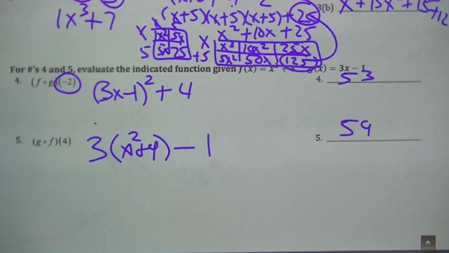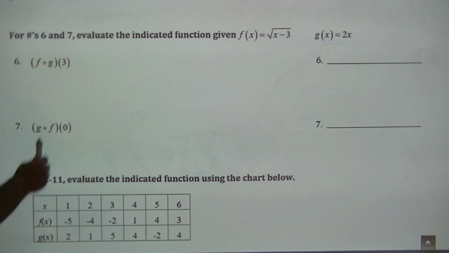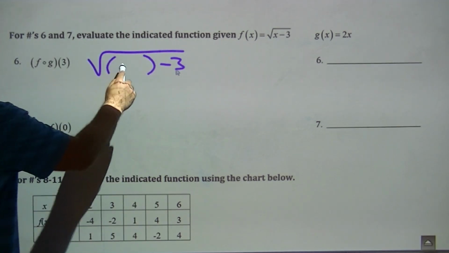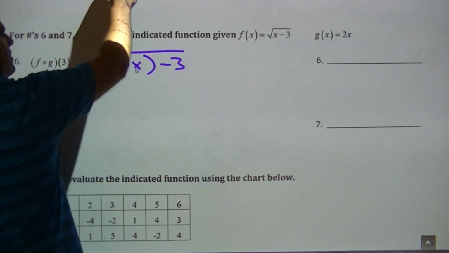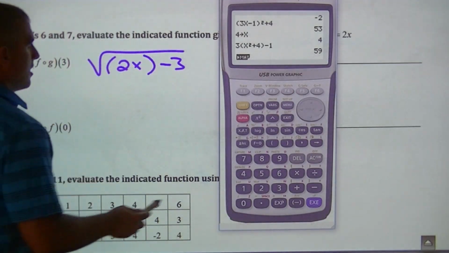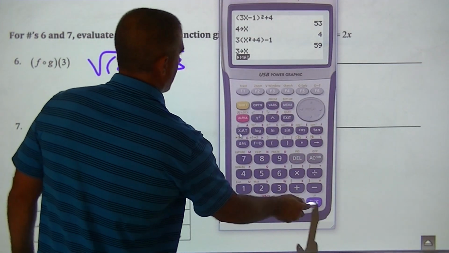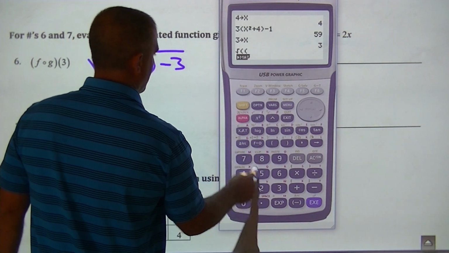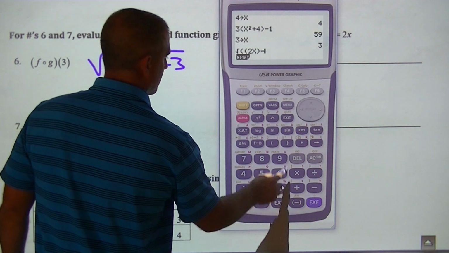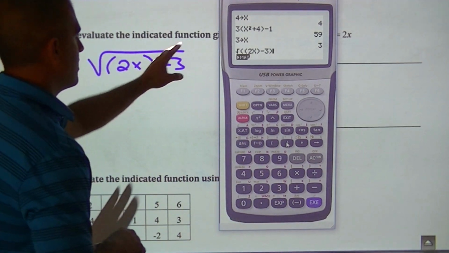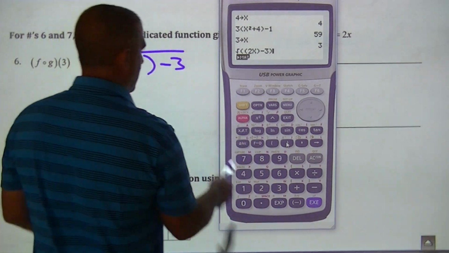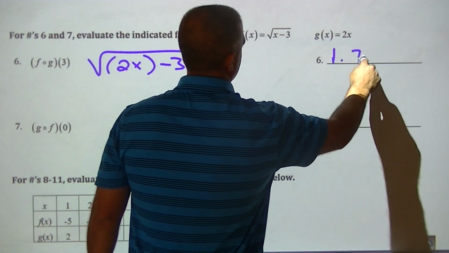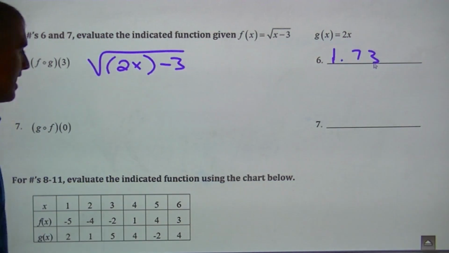Okay, going to the next page. All right, f of g. So f function, g function. Now, you've got a nice calculator that will keep this underneath. What I have to do is store the 3. Mine's a little different. I'll do square root, parentheses with the 2x, minus 3. I've got to close them. Now yours, you don't have to close them because it's already underneath. Okay, that's going to be 1.73, or your calculators will give you a reduced radical.